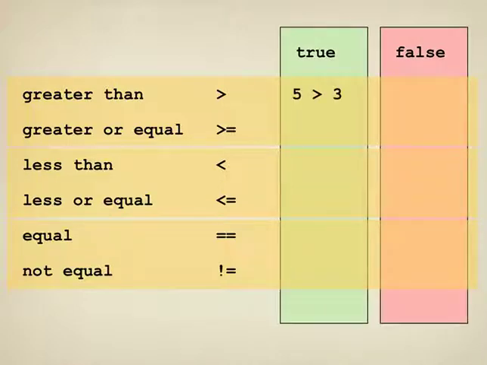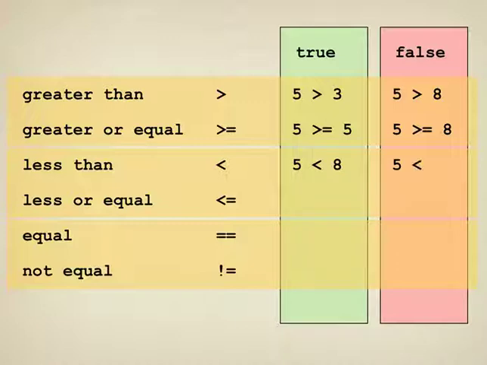What is true? 5 is greater than 3. Yes, it is. What's a false statement? 5 is greater than 8. No, it's not. So that would be false. Let's try the greater than or equal. 5 greater than or equal to 5? Yep, sure. 5 is equal to 5, so it's greater than or equal, but it's certainly not greater than or equal to 8.